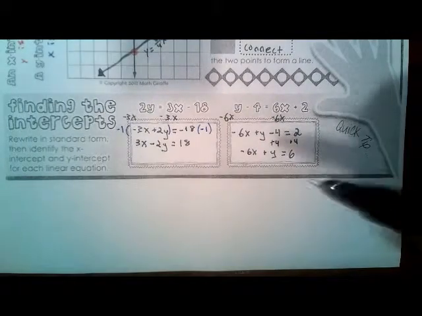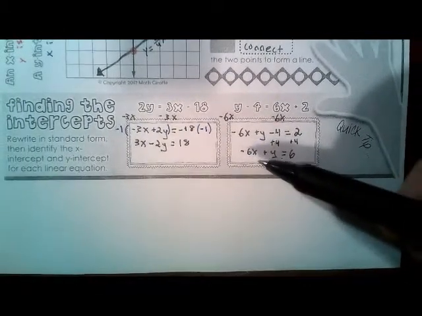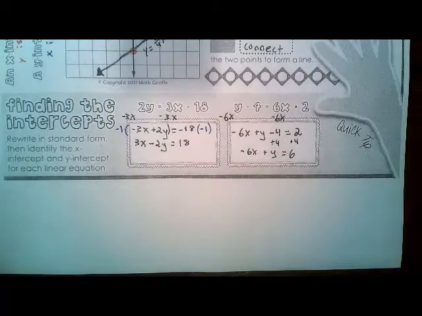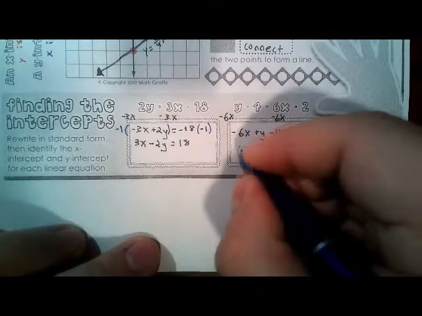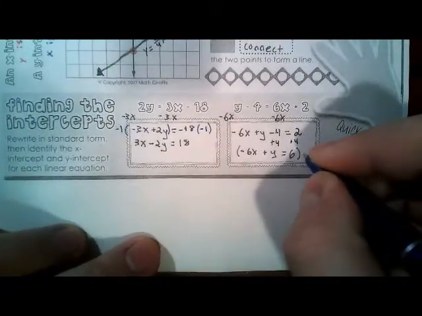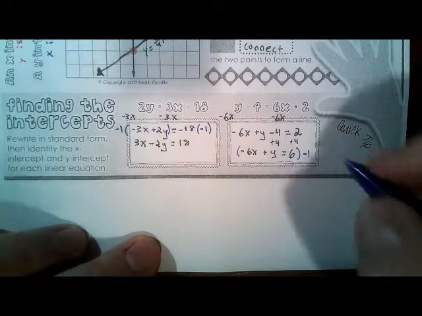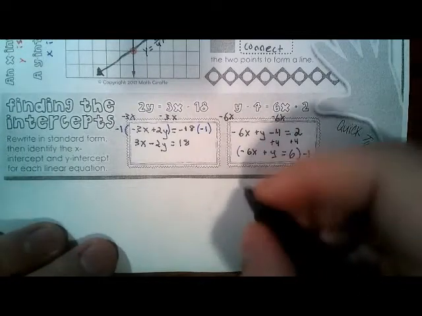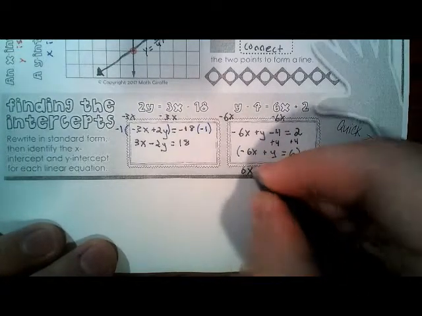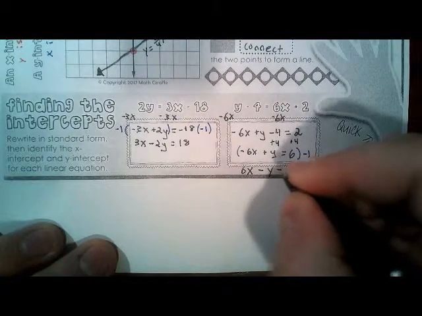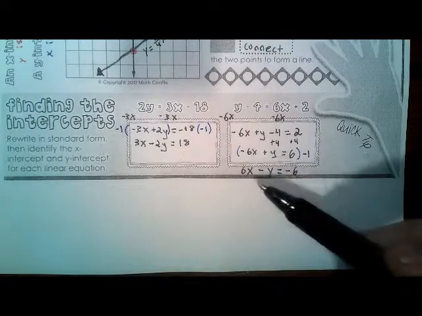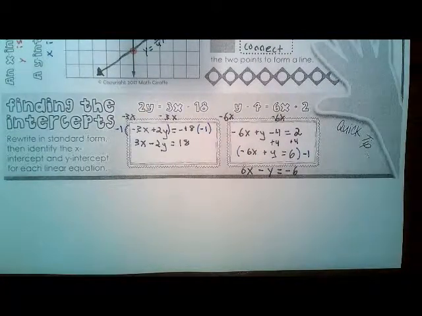And again, this term can't be negative, so I have to change the sign on every single term by multiplying by -1 for everything, which gives me a positive 6x minus y equals negative 6. And I would go through the process again of using those 3 steps to find my intercepts and then graph it.